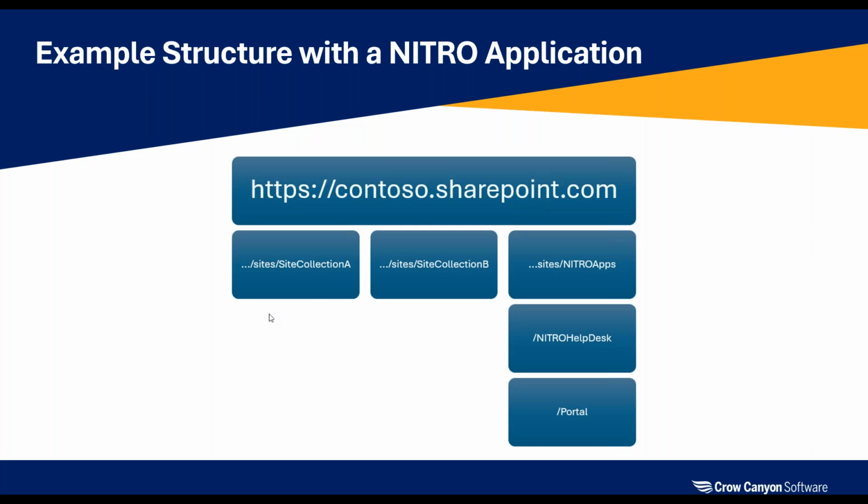But then under that, you can have different site collections, like site collection A, whatever the name might be, site collection B, and then you might have your NITRO sites. But then under this NITRO site collection, which you could have multiples of if you have NITRO Studio Enterprise, or you might just have one if you're using one of our applications, you're going to have the NITRO applications site collection. Under that, you might have specific NITRO sites like the NITRO Help Desk. And then if it's the Help Desk or the purchasing app, you might have the portal underneath that as well. So you have different levels at which you're interacting with SharePoint.